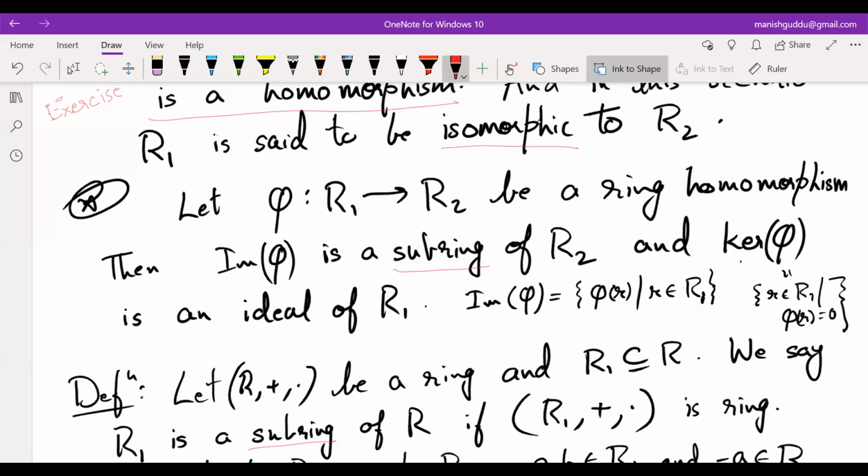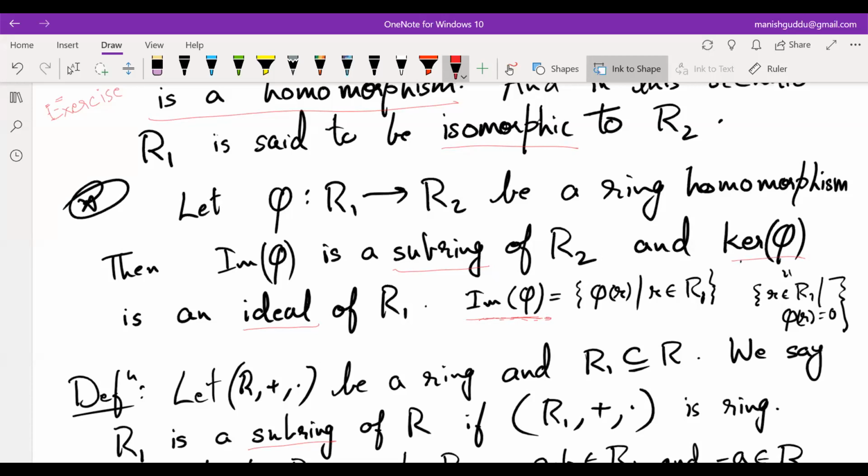It's in fact an additive subgroup of R1. The image of phi is an additive subgroup of R2, but it has some additional structure which is called a subring, and the kernel of phi has some additional structure, and that is called an ideal. So subring and ideal we will define right now. So image of phi is defined here, and kernel is defined here, as a set.